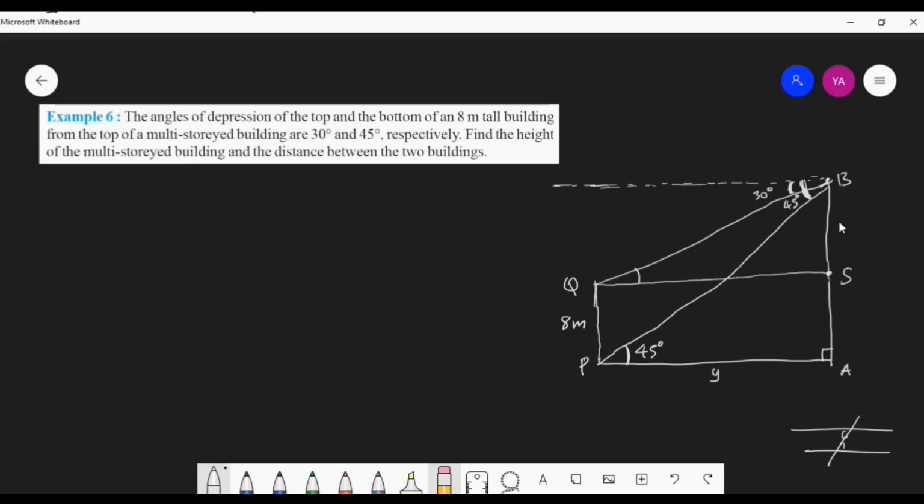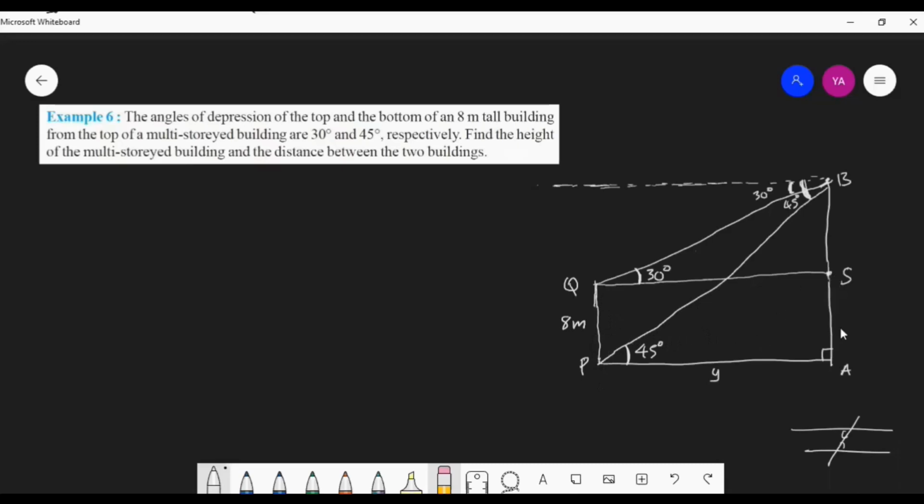Now what will be this angle? 30 degree, because the line QS we constructed and the horizontal on the top are parallel. So these two 30 degree angles will be alternate angles, so they are equal. So we can write here 30. Now we got two right triangles and one angle in each of those triangles, and one side is given here, QP is given as 8.